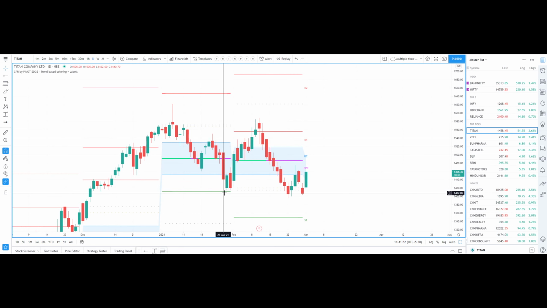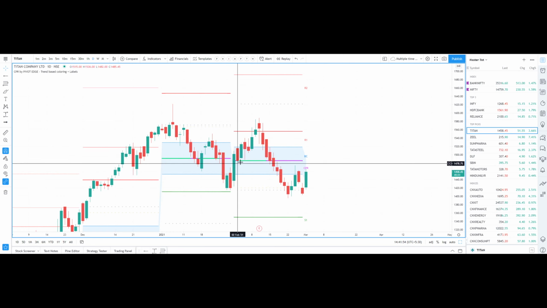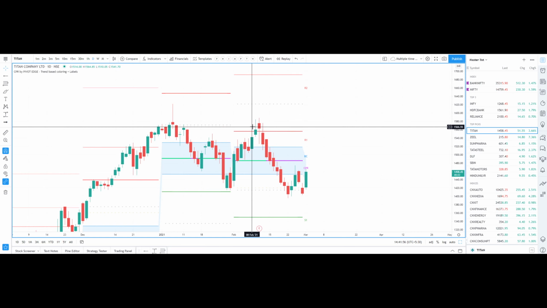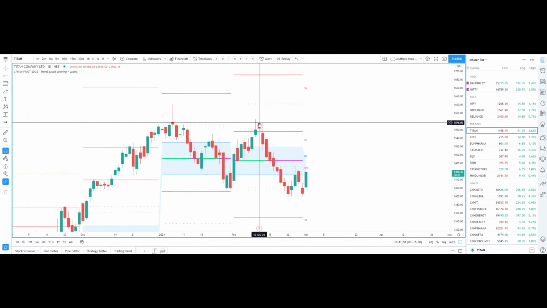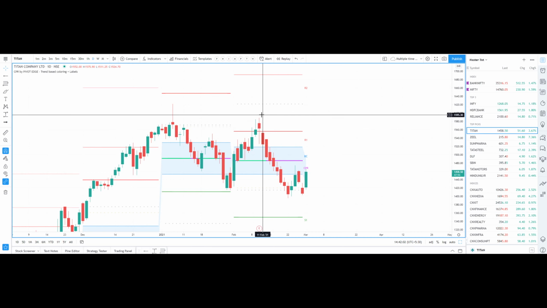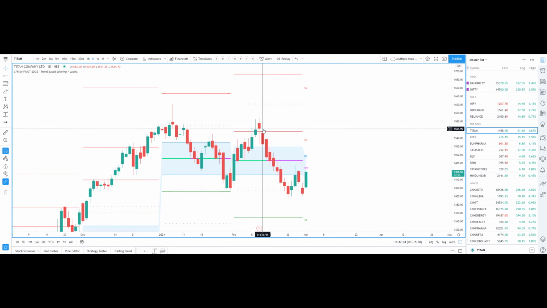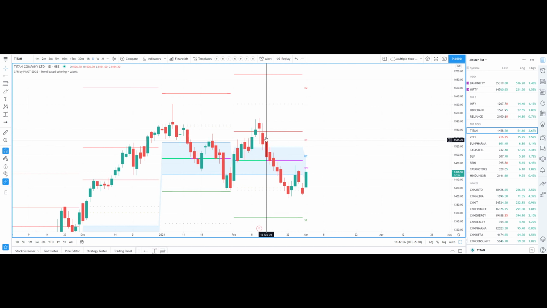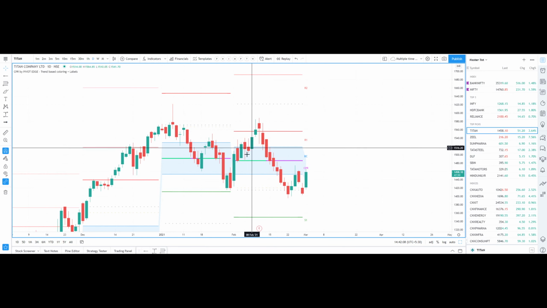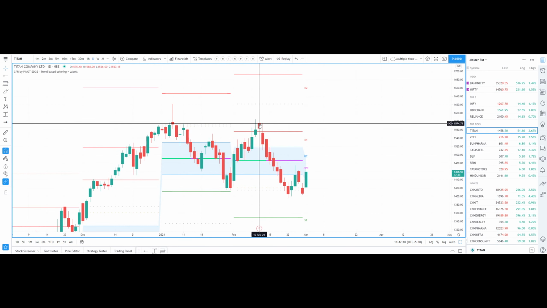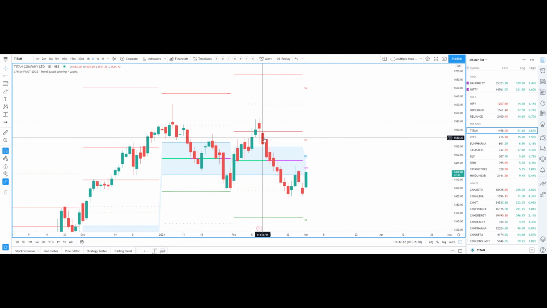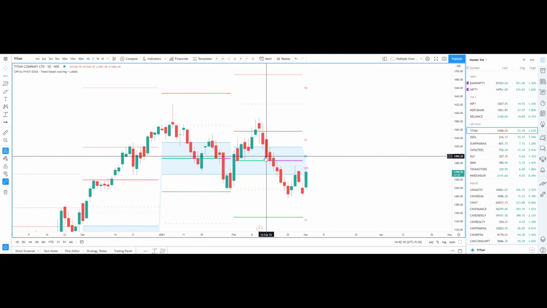Okay, after S1 taking support, it went to CPR, from CPR it went to R1. So at R1 in the month of February, it has taken a rejection. So after this day, we can see there is weakness, and after this day, the 11th of February, we can clearly see the trend has changed. People who are long can close their trades, and people who want to enter a short trade can take one short position here and wait for the target up to CPR.